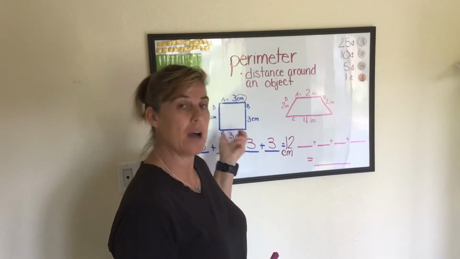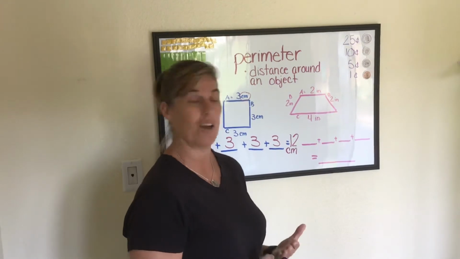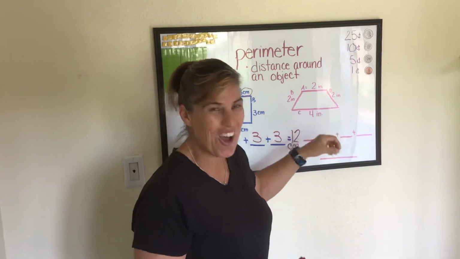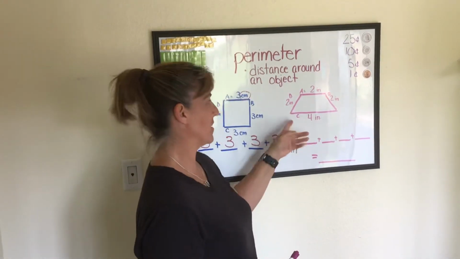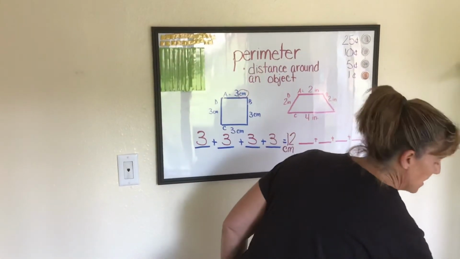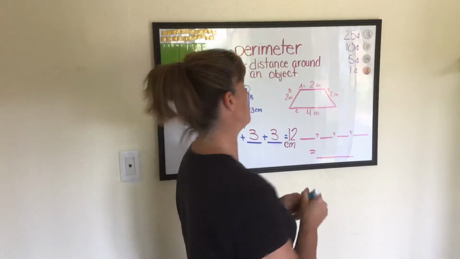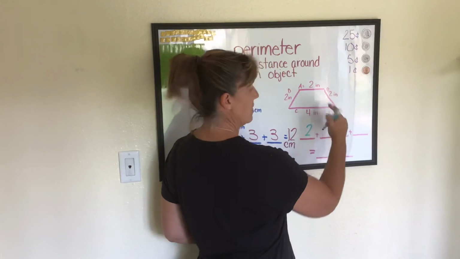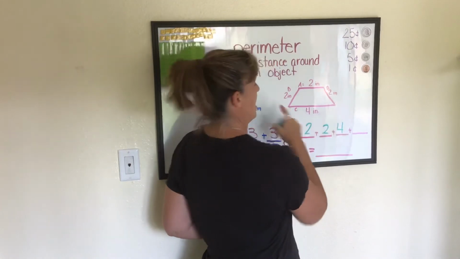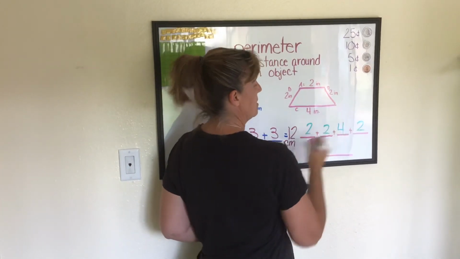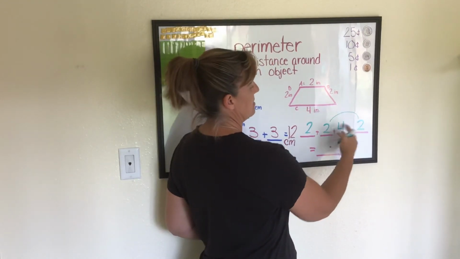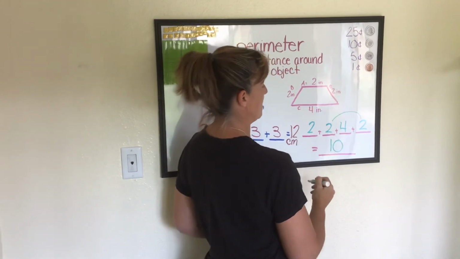Okay? Not every object is going to be a perfect square. Not every object will have 4 sides. So I've drawn a different object. Okay, it still has 4 sides, but the sides are not the same measurement. So let's take a look here. Side A is 2 inches. So I'm going to measure 2. Side B is 2 inches. Side C is actually 4 inches. And side D is another 2 inches. So we would add 2, 4, 6, and then 6 plus 4, you guys know, is 10.